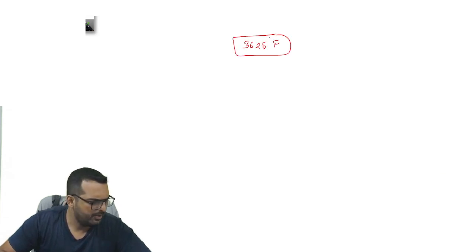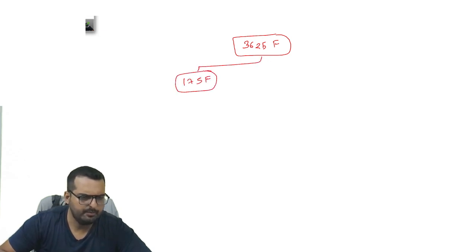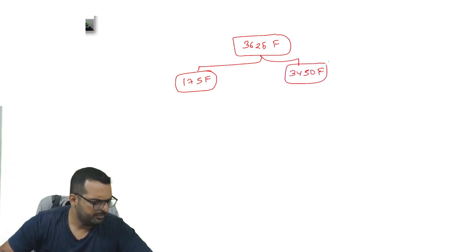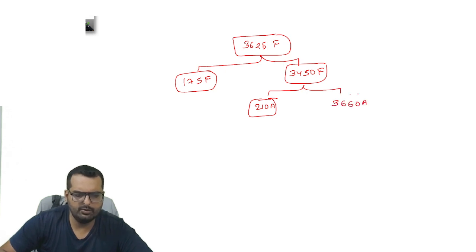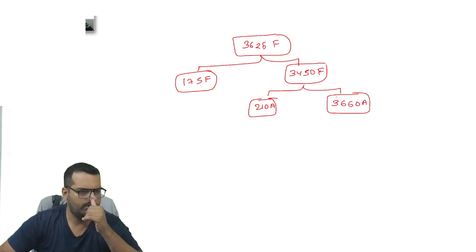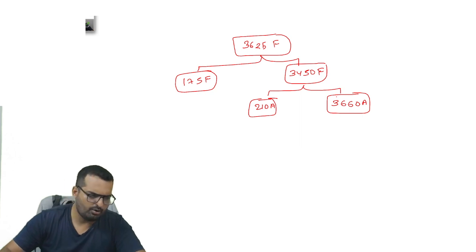3,625 favorable. All right, then you have 175 favorable. After that, you have 3,450 favorable. Inside this, you have 210 adverse. And what is the last one? 3,660 adverse. All right. One more minute. If anybody is not done, let me know.